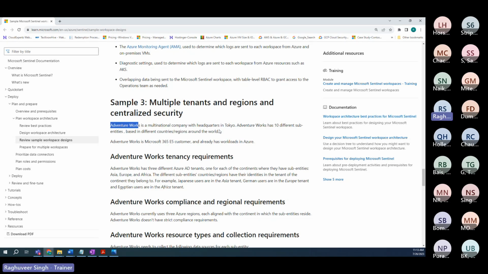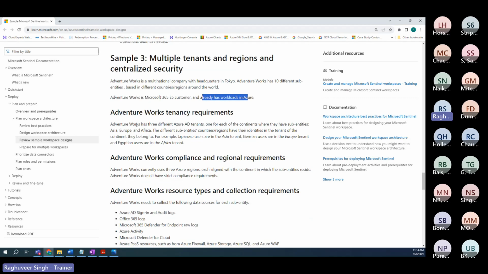So AdventureWorks is a multinational company with headquarters in Tokyo, Japan, and they have 10 different sub entities based in different countries, regions around the world. So there are 10 different entities across the world, and they are a Microsoft 365 E5 customer. E5 is the highest license, which includes Azure AD Premium P2 capability also, and they already have workloads in Azure.